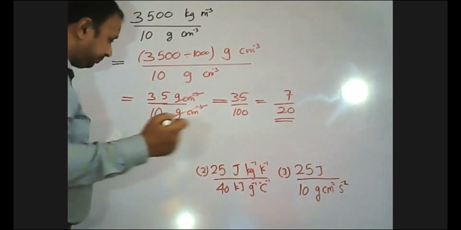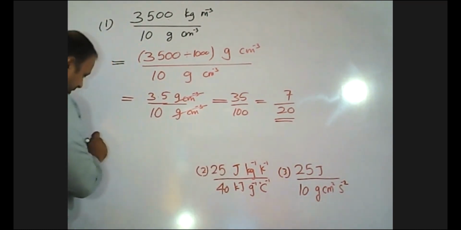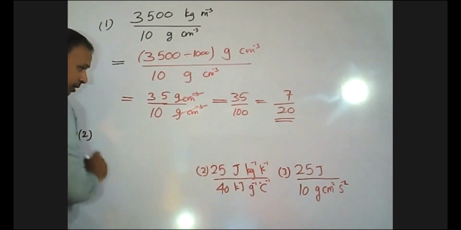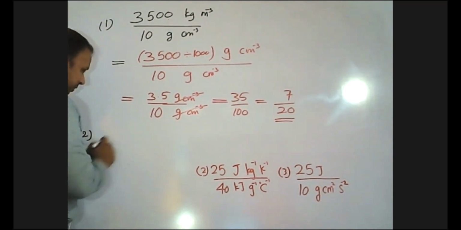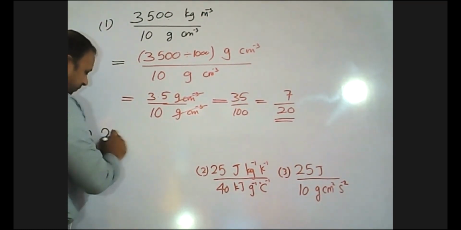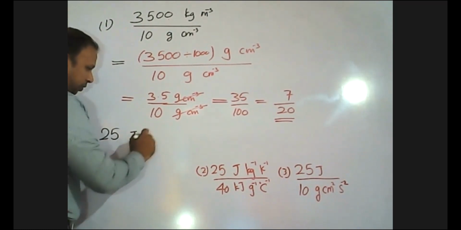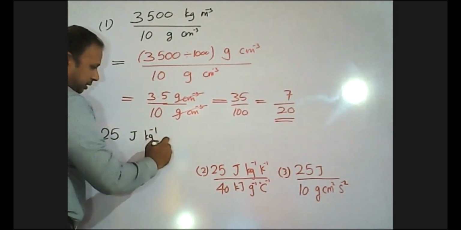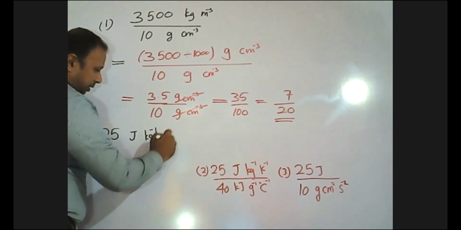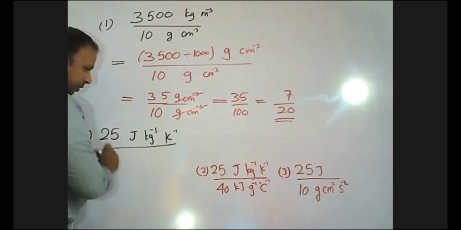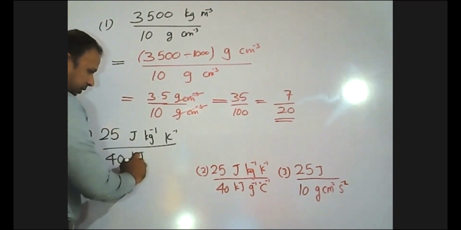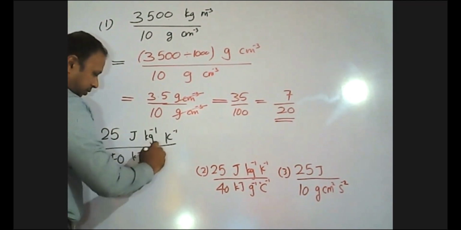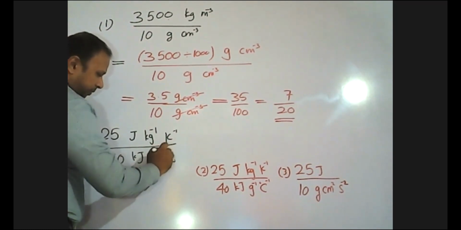Second thing: 25 joule per kilogram per Kelvin over 40 kilojoule per gram per Celsius.